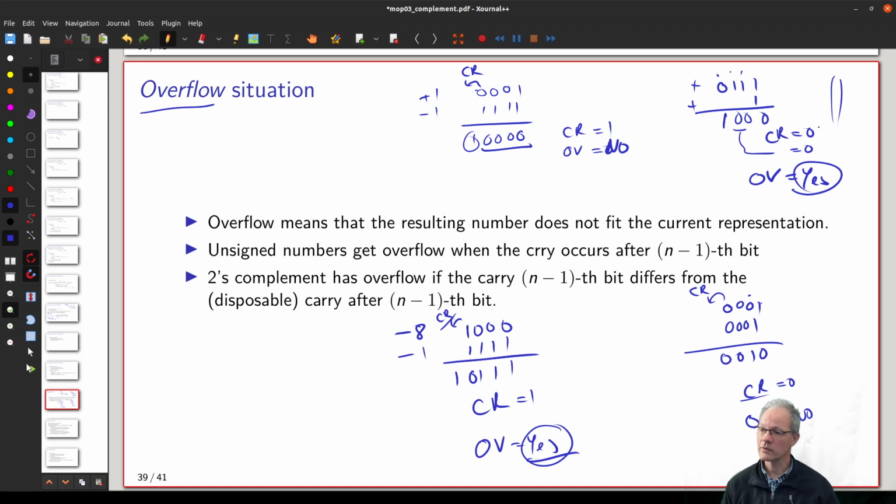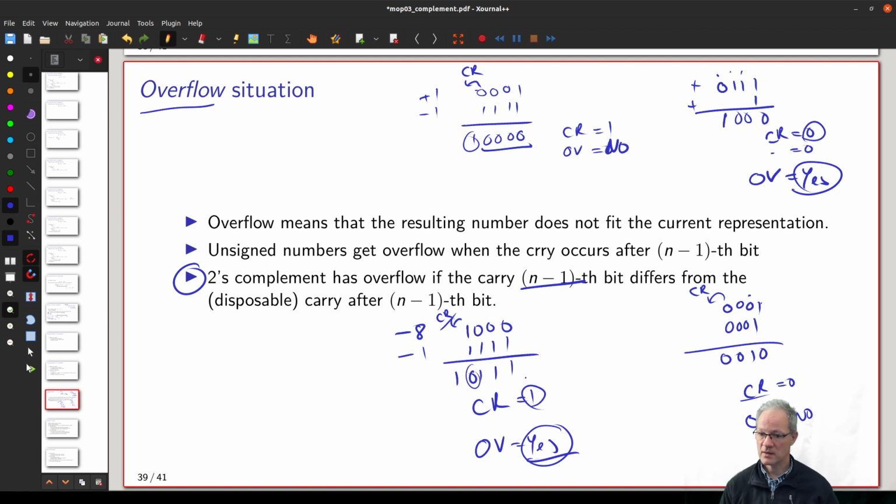So we have two cases when we have overflow. And how can we detect those cases? What can we note? In one case, the carry was 1, and here the carry was 0. So we cannot tell it by carry alone. But what we could look at is whether the carry is the same as the n minus first bit, the leftmost bit of the result. So basically, I'm trying to read this rule: two's complement has overflow if the carry into the n minus 1 bit differs from the carry out after the n minus 1 bit.